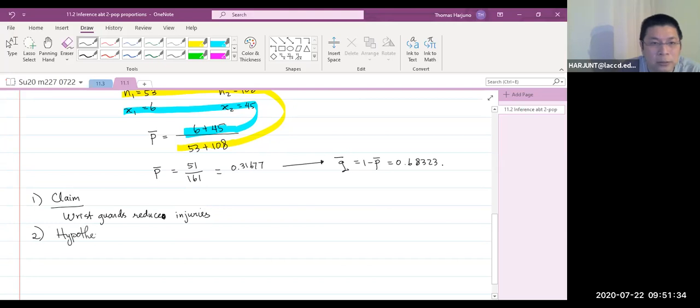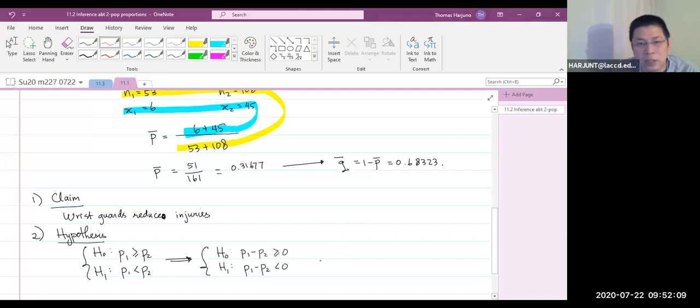Hypothesis. So null hypothesis, alternate hypothesis. This is the claim P1 less than P2. So the null hypothesis is P1 greater than or equal to P2. But I need to modify this to get a constant. P1 minus P2 less than 0. P1 minus P2 greater than or equal to 0. So from here we see that this is the claim, and that's a left tail.